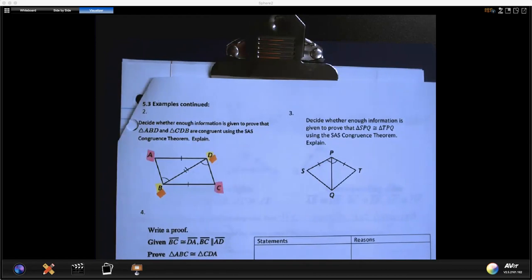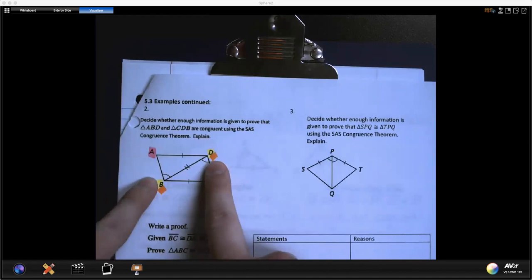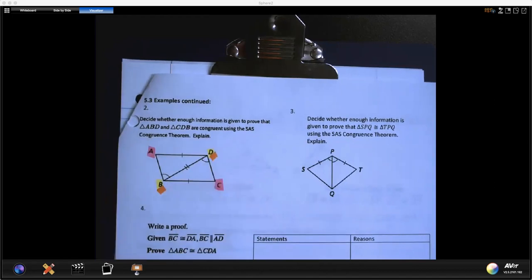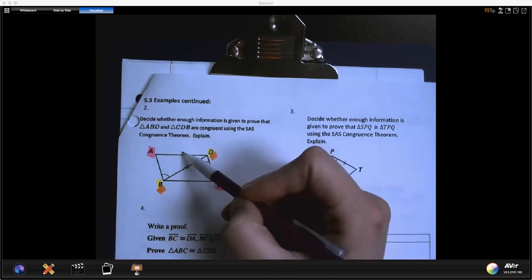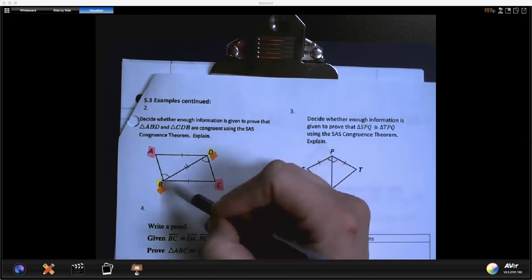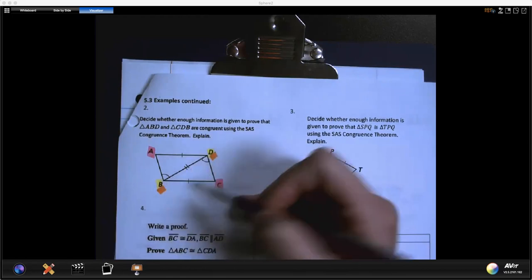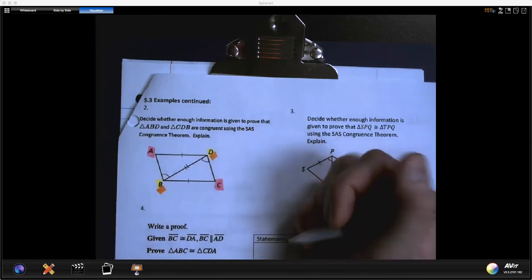The question is, I have two sets of sides congruent, and I have one set of angles congruent. But are they in the order of SAS? That's the question. So I go from side, side, and angle, or angle, side, side. How do I label it? Again, that order matters.